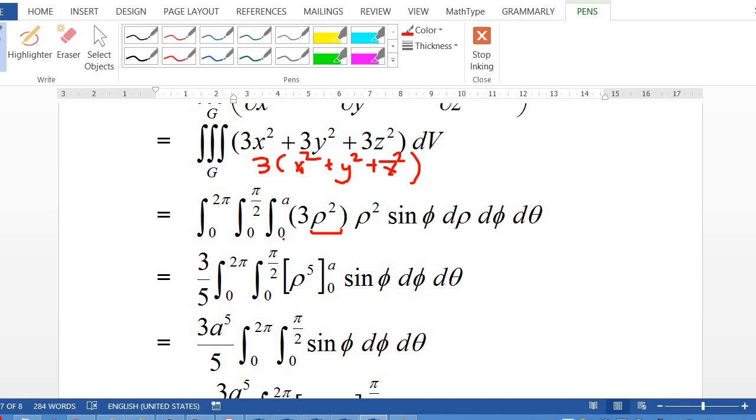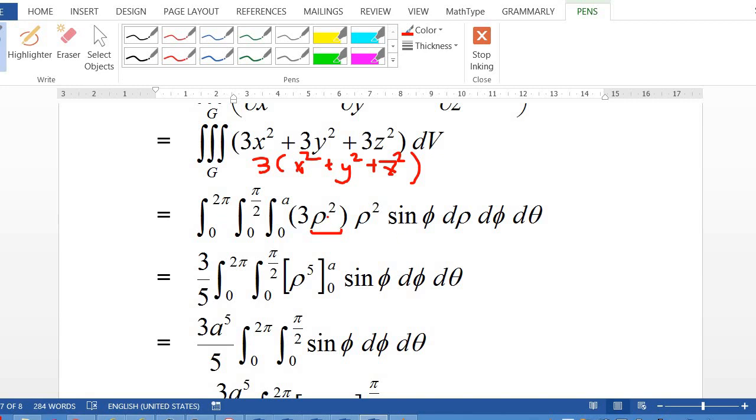Rho goes from the origin, the center of the sphere, to the surface of the sphere, which is 0 to a. Phi rotates from the positive z axis down to the bottom surface z equals 0, which is 0 to pi over 2. Theta rotates your hemisphere horizontally, so you get 0 to 2 pi.